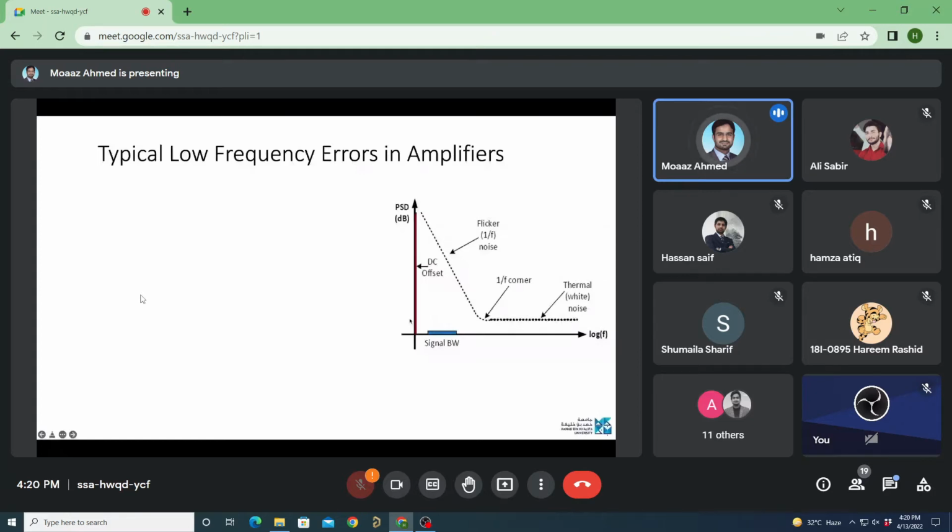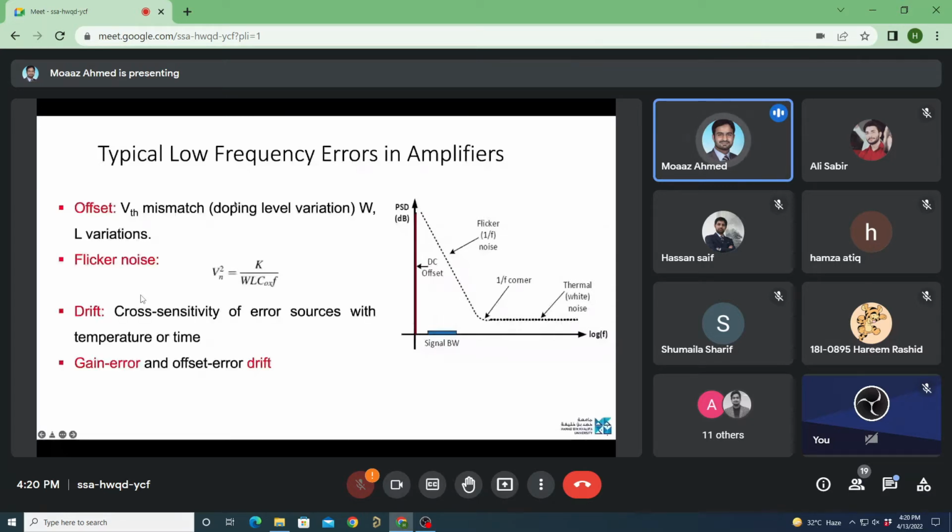The origin of these was discussed. The offset comes from the threshold voltage mismatch, which comes from doping level fluctuations during the fabrication of these transistors. The VTH mismatch offset can also come from W and L, the difference between the drawn and the actual fabricated width and length ratios. Then the flicker noise is given by this expression, where K is a process parameter, divided by WLC. So clearly the frequency is in the denominator. The higher the frequency, the lower the flicker noise, and vice versa.